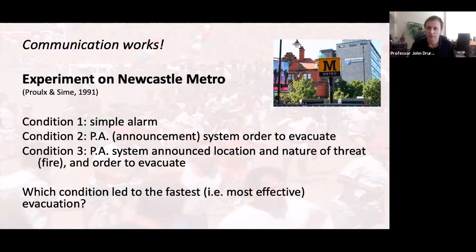In the second condition, there's a PA, a public address announcement, telling people to get out, please leave the station. And in the third condition, there's the same public address announcement, please get out, but this time they also told people there was a fire, and they told people where the fire was, and asked them to leave. And so it was the third condition, as you might guess, which was the most efficient and effective for getting people out of that station.